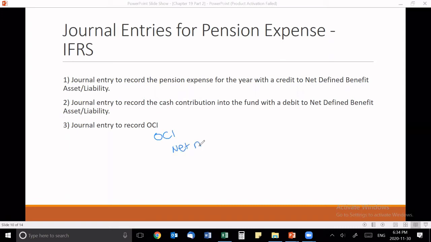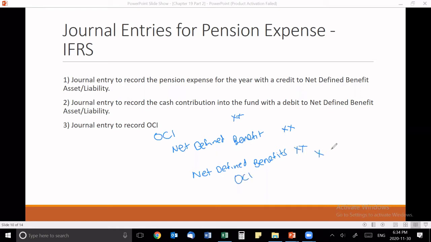Your net defined benefit is always affected in these journal entries. Okay? So either you're debiting OCI and crediting a net defined benefit, or you're debiting net defined benefit. Just depends on whether you have actuarial gains or losses, and the difference between actual and expected. So one or the other. So debit OCI and credit net defined benefit asset or liability, or debit net defined benefit, credit OCI. And so either way.